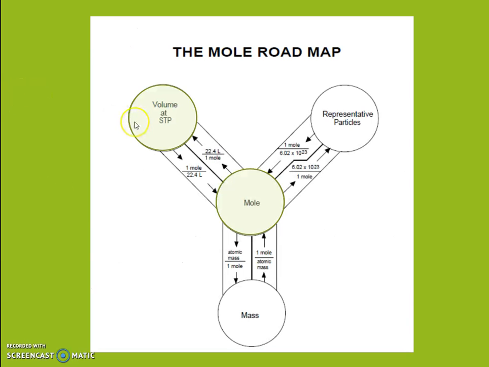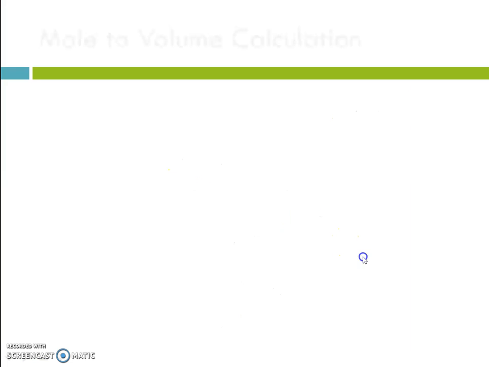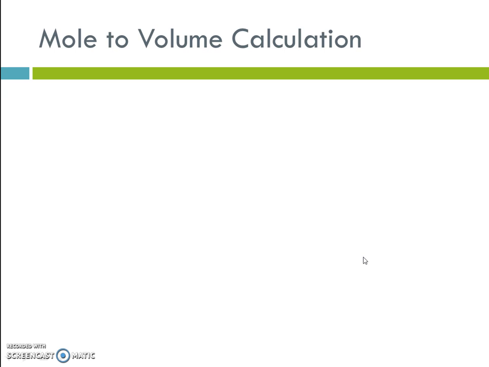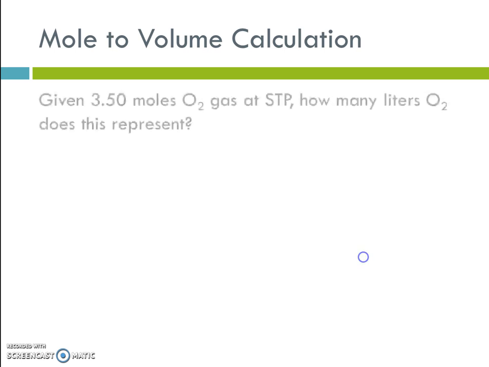So now looking at our roadmap, we're going to be going back and forth between volume at STP and moles. And our conversion is going to be the fact 1 mole is 22.4 liters. The first problem we're going to try is a mole to volume calculation.